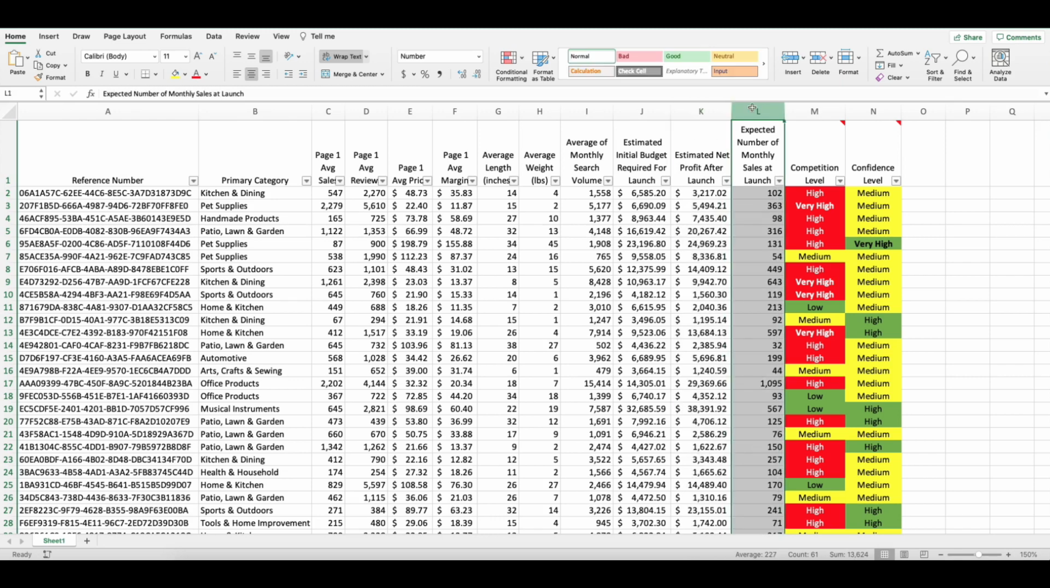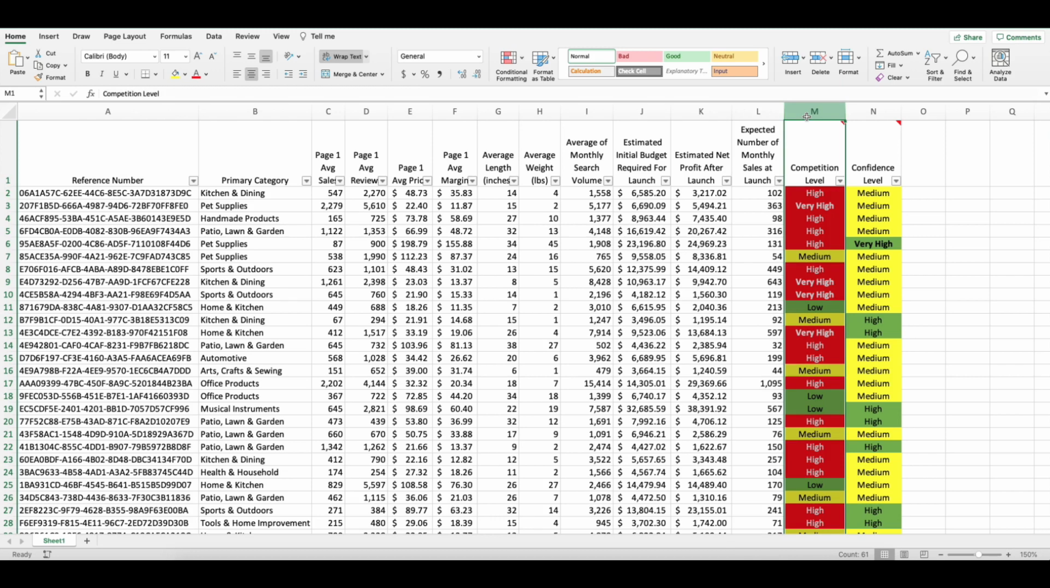Column L is the expected number of monthly sales at launch. It takes a little while to ramp up sales. Compared to column C, this one is looking at several factors and estimating, based on the keywords that you would potentially target for your launch, what kind of sales you would expect monthly at the time of launch. This column L probably would be lower than the long term, but this is what it would be at that launch phase.